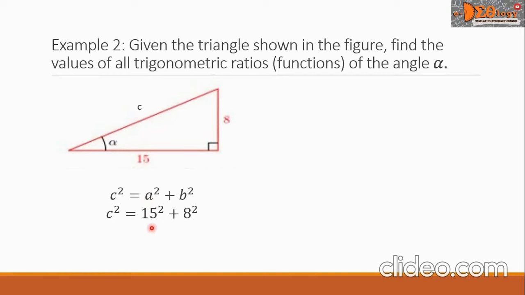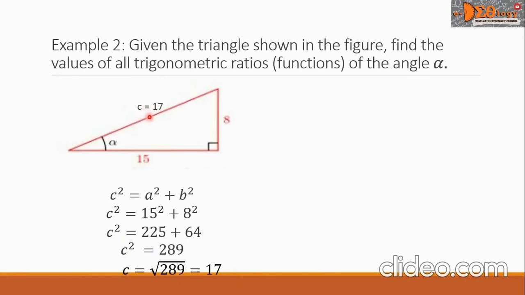Simplifying further, 15 squared is 225 plus 8 squared is 64. Then we will add the two numbers, it becomes 289. So c squared equals 289. We will get the square root of both sides. Only c will come down here, and we will take the square root of 289, which is equal to 17. So the value of c is 17.